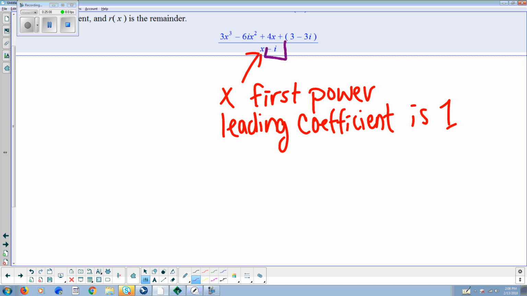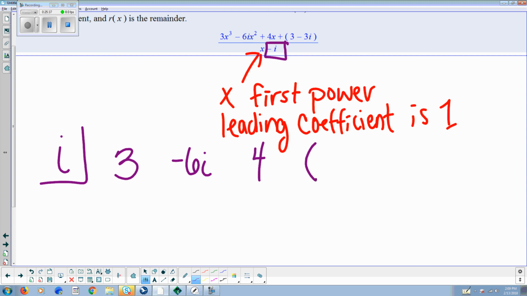In synthetic division, I'm going to take the number that is either being added or subtracted from x, change its sign, and that is the number you're testing to determine if it's a 0. So change the sign. It says x minus i. I will use positive i as my multiplier. Then I'm going to write the coefficients of the polynomial in descending order. So 3x cubed minus 6i x squared plus 4x to the first, and then my constant term is this 3 minus 3i, all as one term.